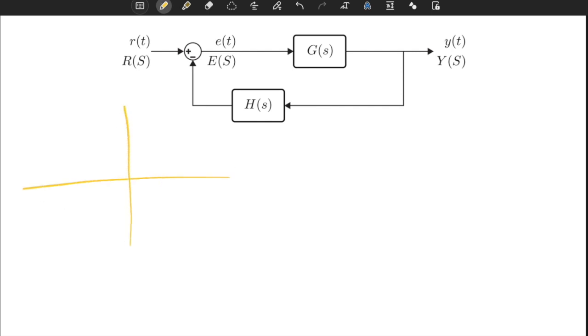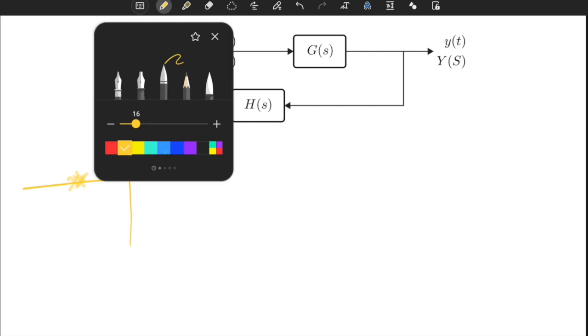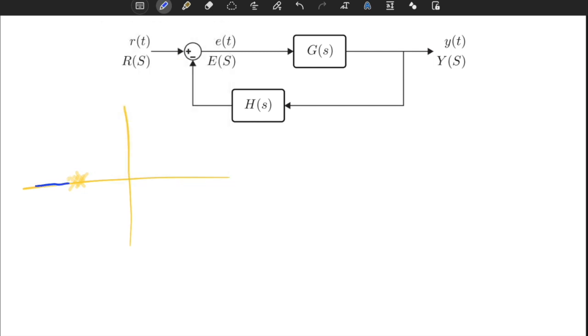Let's assume that we have a triple pole system. If I draw the Locus, one pole will go there, the other two poles will do this motion. So I know that at some point the system will become unstable, and it happens when the system crosses the j omega axis.